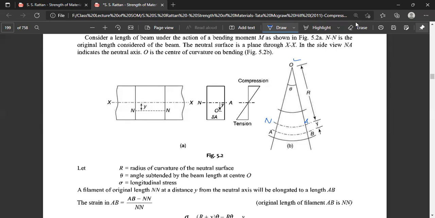A filament of original length NN, at a distance y from the neutral axis, is elongated by the amount AB. So NN, which was the original length, is now elongated up to AB. Now the strain is AB minus NN divided by the original length NN.